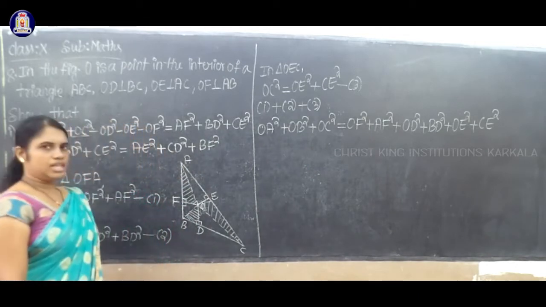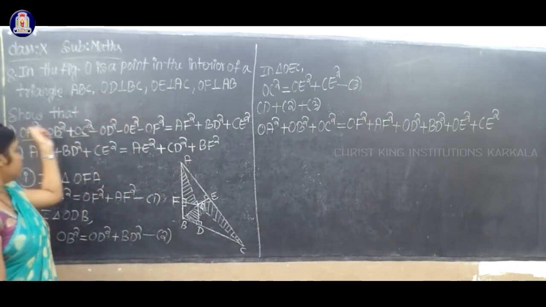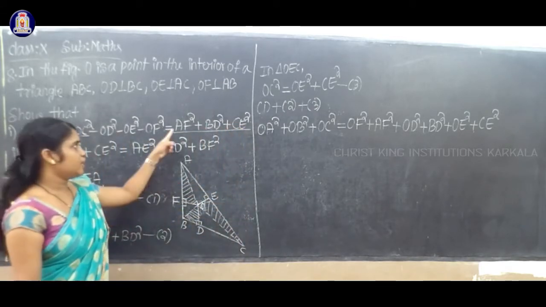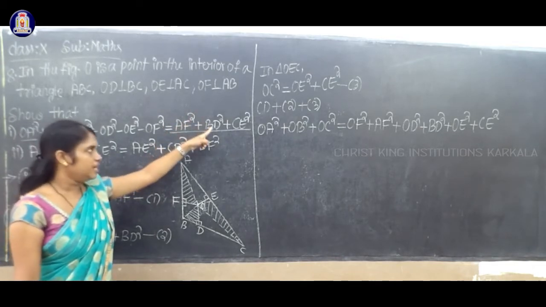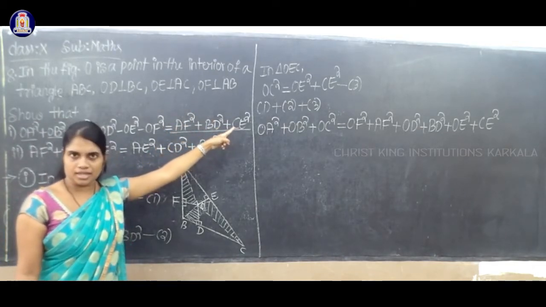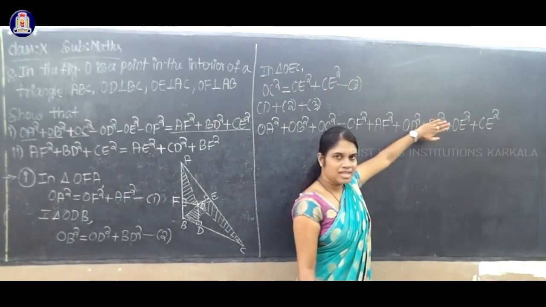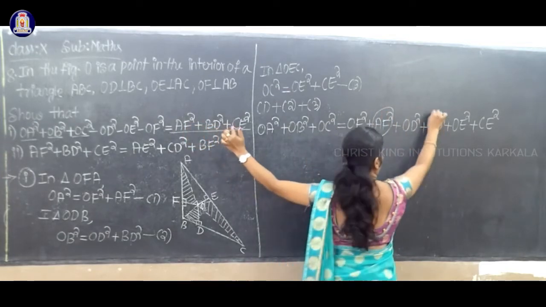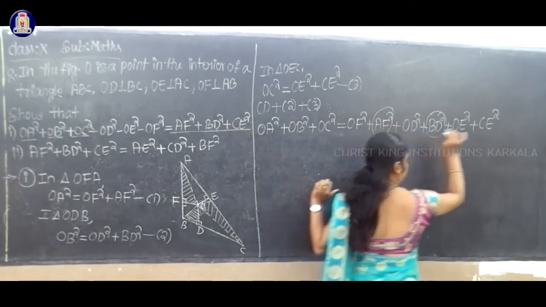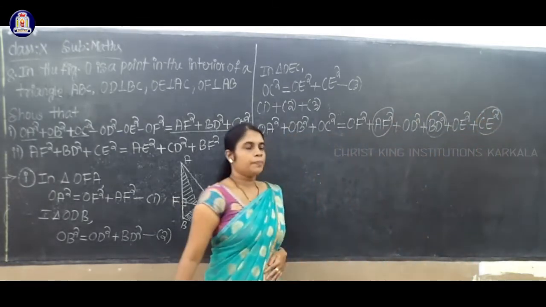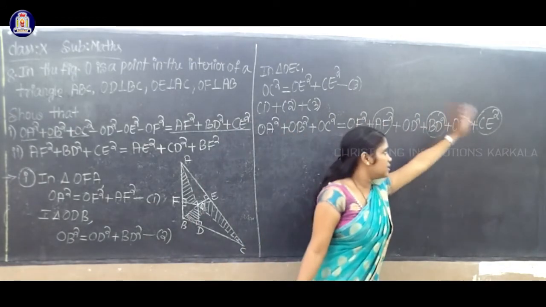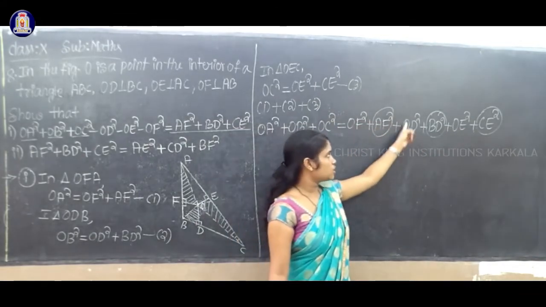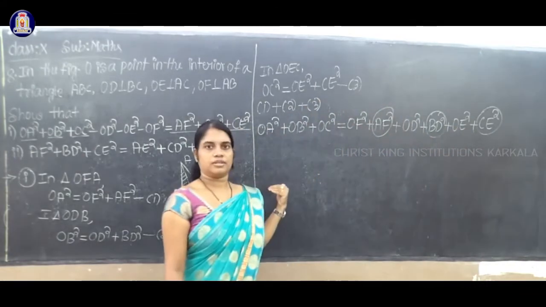So now just look at your equation number 1. What is there in the right hand side? In the right hand side you have AF square plus BD square plus CE square, isn't it? So here in the right hand side, first AF square, plus BD square, plus CE square. Now except these three terms, all the remaining terms, that is OF square, OD square, OE square, shift into the left hand side. Understood now?